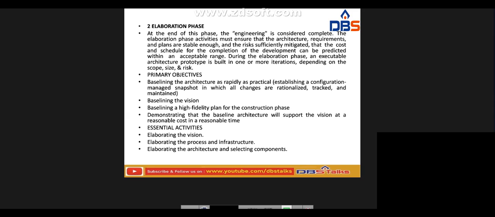Some essential activities are elaborating the vision. So what is the vision? That vision we have to elaborate, and elaborate the process and infrastructure also, okay. And elaborating the architecture and elaborating the selected components. These are the main things of the essential activities, okay.